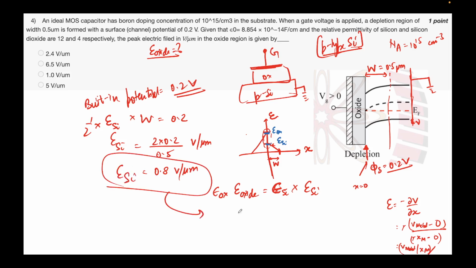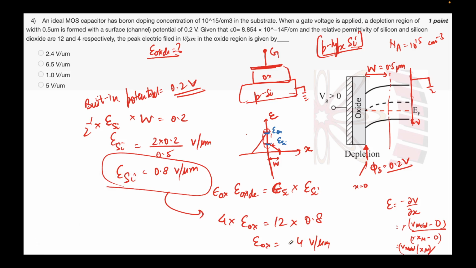Let's put this number here. Epsilon oxide is given to us as 4, I guess. Yes, 4 times E oxide equals, this is given as 12. The electric field in silicon is given as 0.8, so 4 times 3 is 12. So the electric field in oxide will be 2.4 volts per micrometer. The electric field in oxide is higher, and as we see, it's not continuous.